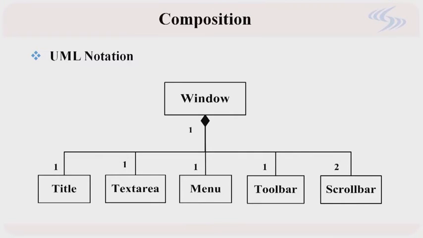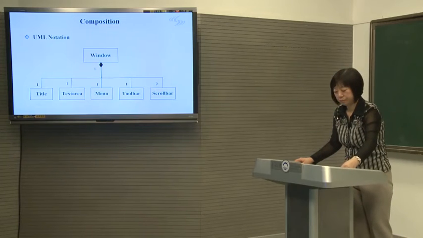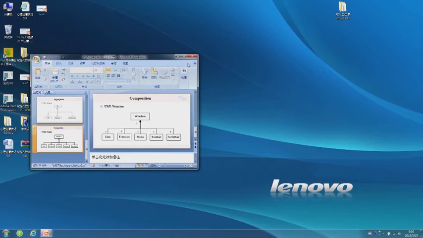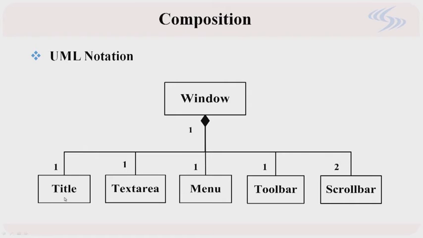Let's look at this example again, window. So let's assume if I close this window, what will happen? If I close this window, how about the part classes? Is the title still there? Or is the menu still there? How about the text area, the toolbar, and so on? So we can see that the objects of the part classes disappear with the object of the whole class, right? Okay, so in other words, the life of the part classes relies on the life of the whole class.